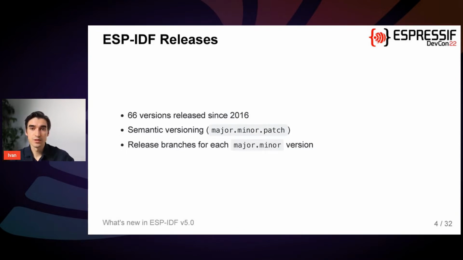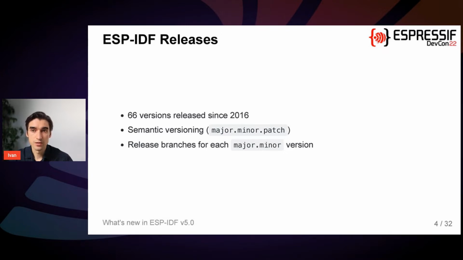So since 2016, when we released the first version of IDF, there have been 66 releases of the IDF project. When releasing a new version, we use the semantic versioning model, and this model defines the meaning of release numbers. In semantic versioning, the release number contains three components: major, minor, and patch.